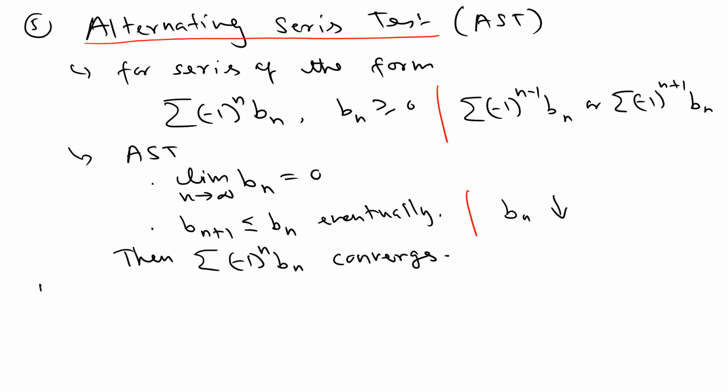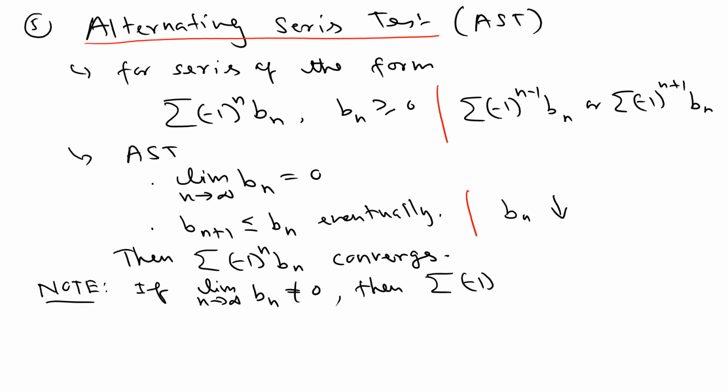And there's a small note. The note says that if the limit as n goes to infinity of bn is not equal to 0, if you get something like that, then we can say the series diverges. This is part of the divergence test. Then the series (-1)^n bn diverges. So these are the kind of problems that we can try under this technique.